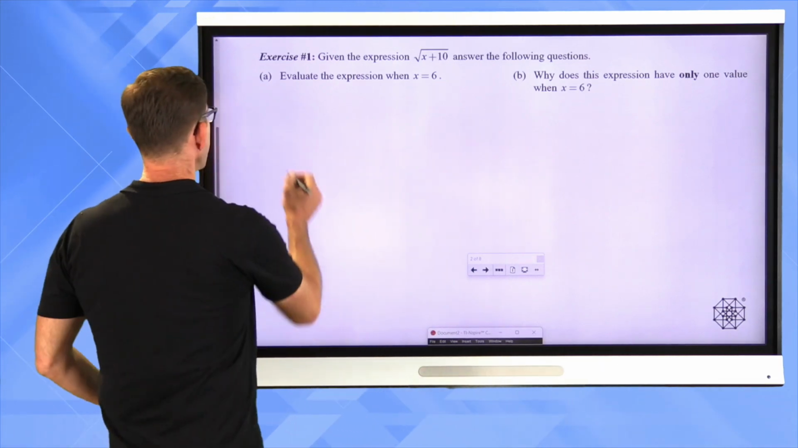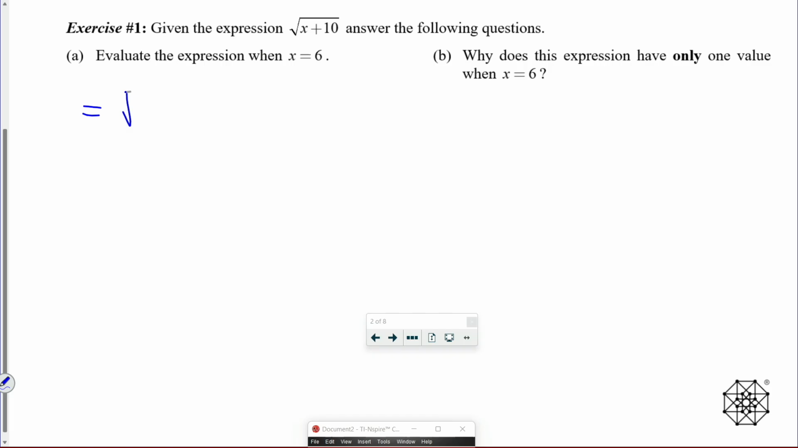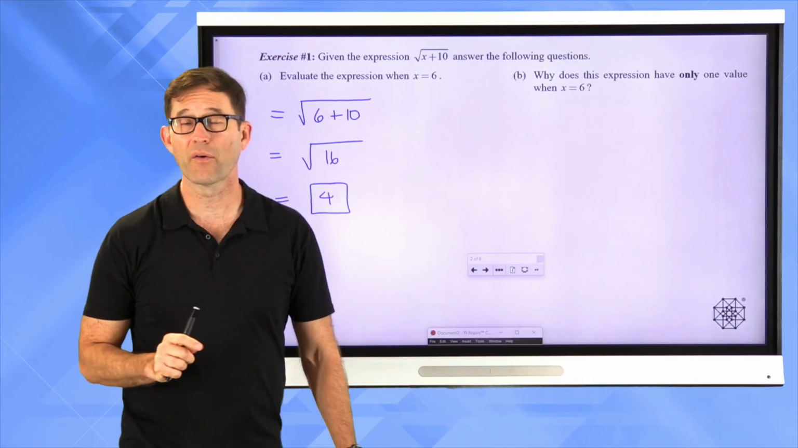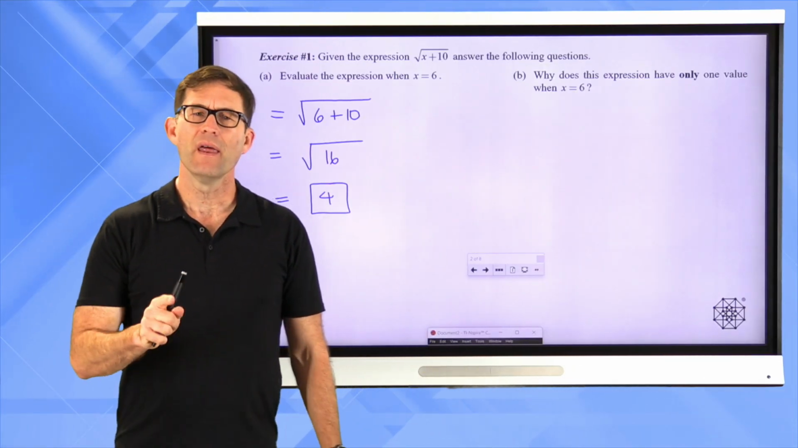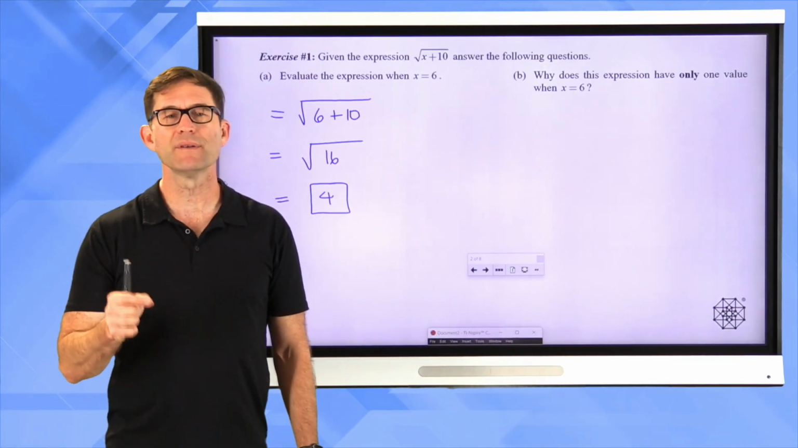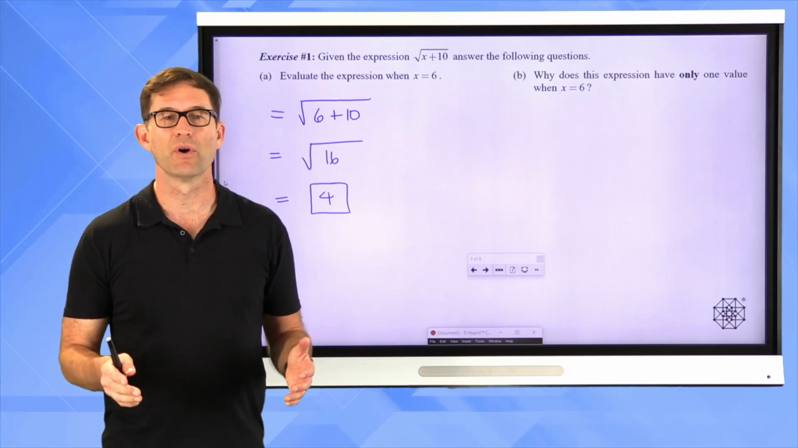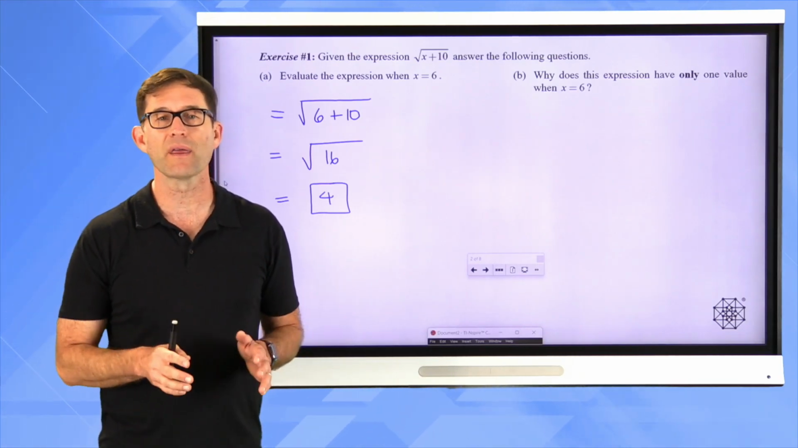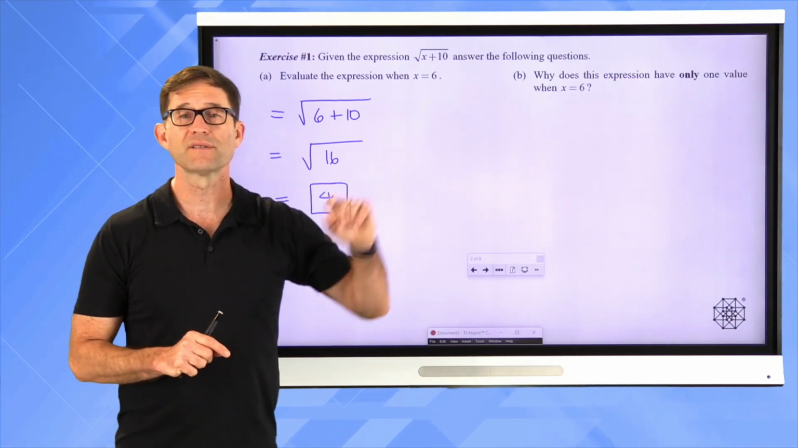All right, let's do it. Here we go. So I'm going to simply put in a 6 wherever there's an x. Obviously 6 plus 10 is 16, and the square root of 16 is 4. Simple enough. Now, there's a common misconception with algebra and square roots that I want to get into right away. Let's take a look at letter B.